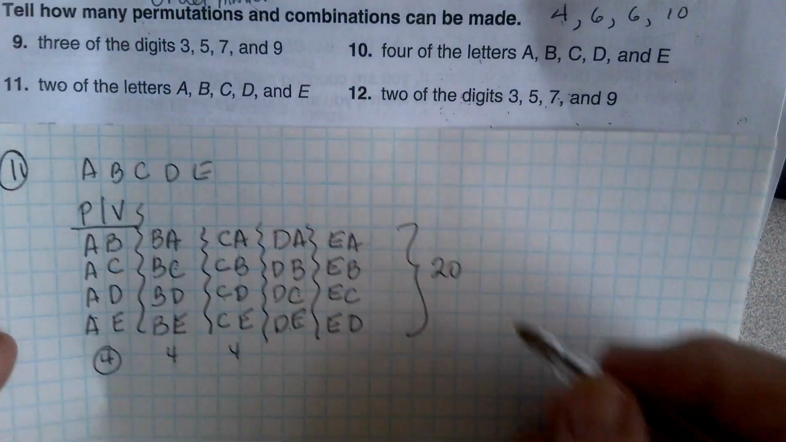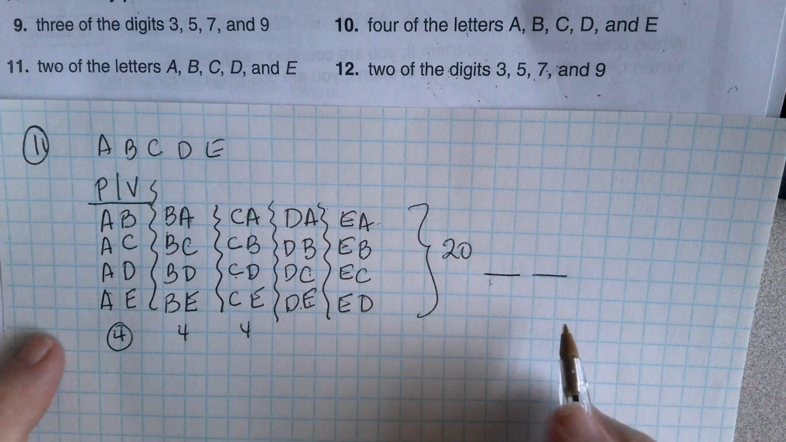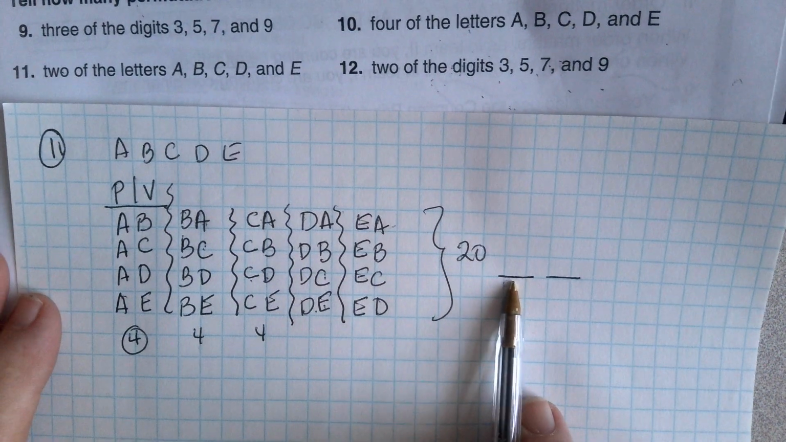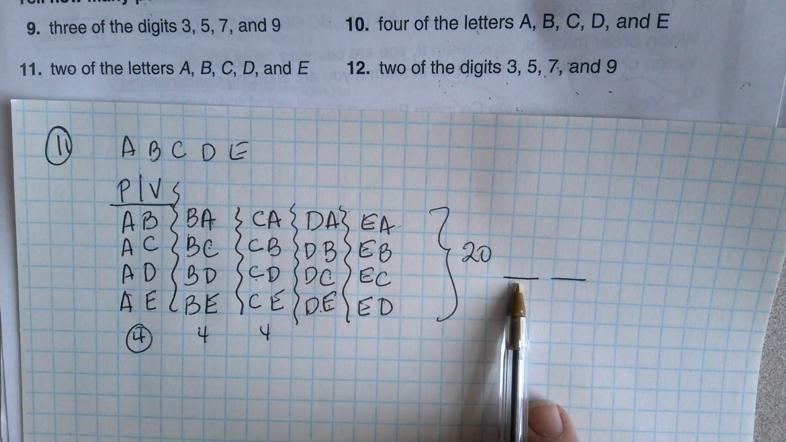So here's how you do this. I'm going to put a 2 here, 2 little lines. How many possibilities did we have altogether? How many people could have been president? 5.